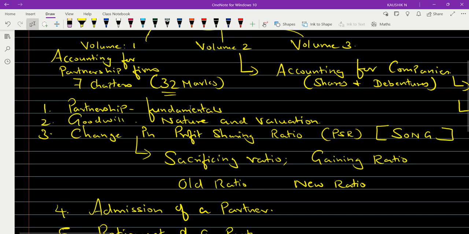And yes, one more basic fundamental concept you will come across is something called guarantee of profits. Okay, in partnership fundamentals, you have something called guarantee of profits. What do you mean by the word guarantee, Kana? Any idea? Guarantee.